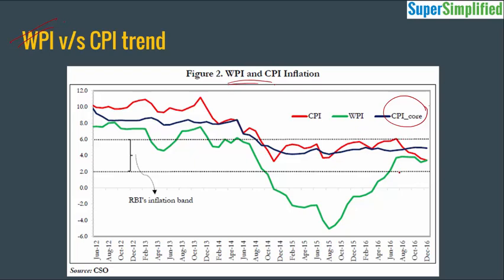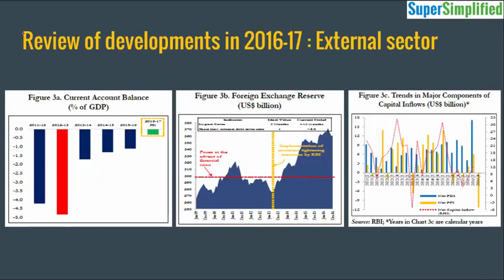The second trend is that the WPI is rising, right? It was in negative territory for quite some time, and now it is again rising, and it has come within positive figures, right? So the gap between the CPI and the WPI has reduced. And core inflation, if you see, has been somewhat stable, hovering around the 4.5% to 5% range, right? Okay, so this is the inflation trend of the economy. Now let's move to the next slide. External sector: what about the external sector, trade and current account deficit and all that?